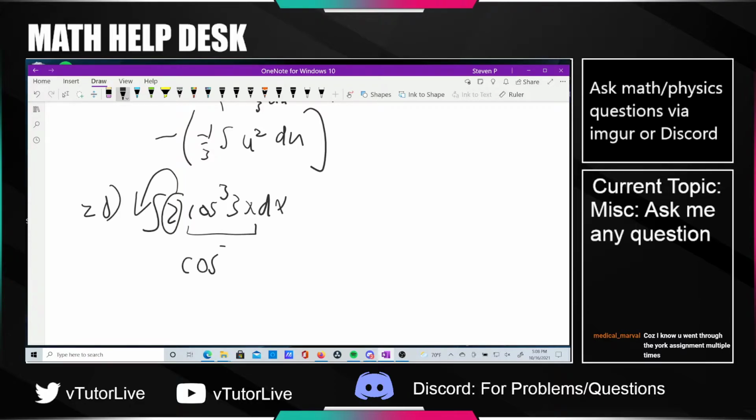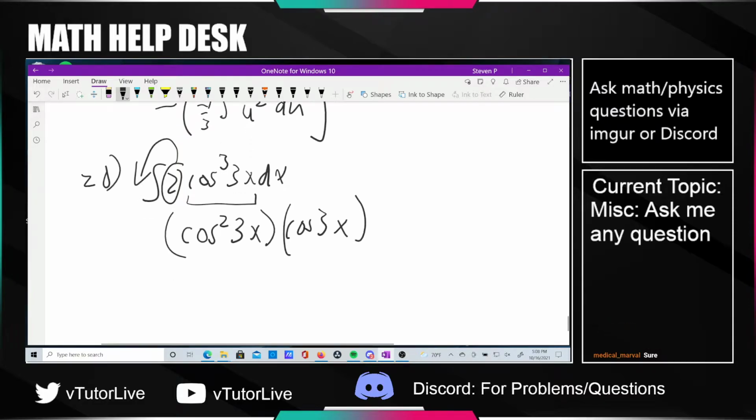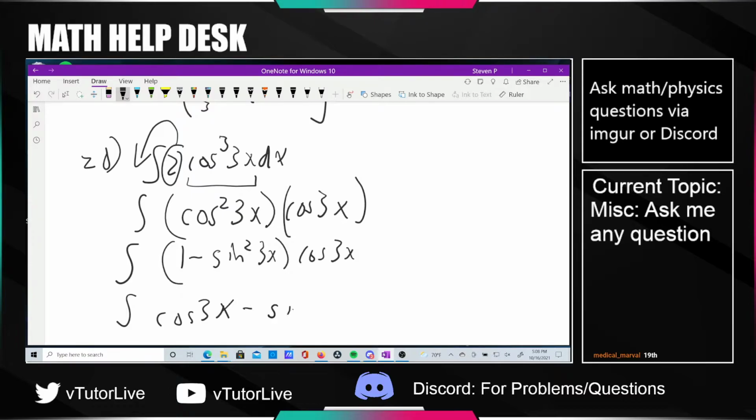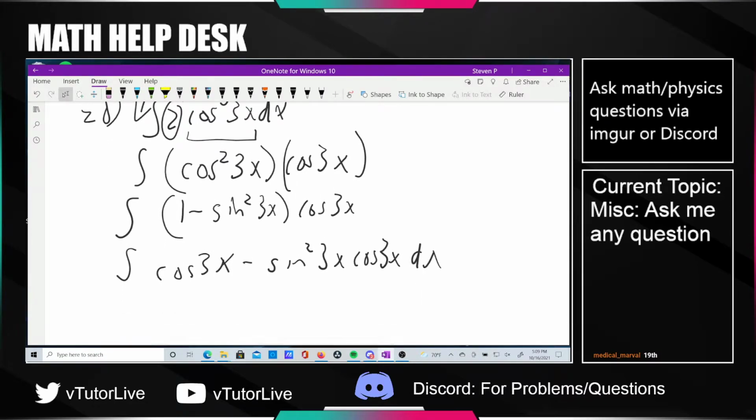But anyways, the idea here is that you should split this into cosine squared of 3x and cosine of 3x, right? And it's the exact same idea. Instead of cosine squared, this turns into 1 minus sine squared of 3x times cosine 3x. Integral signs. So then this turns into cosine 3x, which you all should know how to do, minus sine squared of 3x cosine 3x dx, right? The dx was invisible. I just didn't bother writing it.